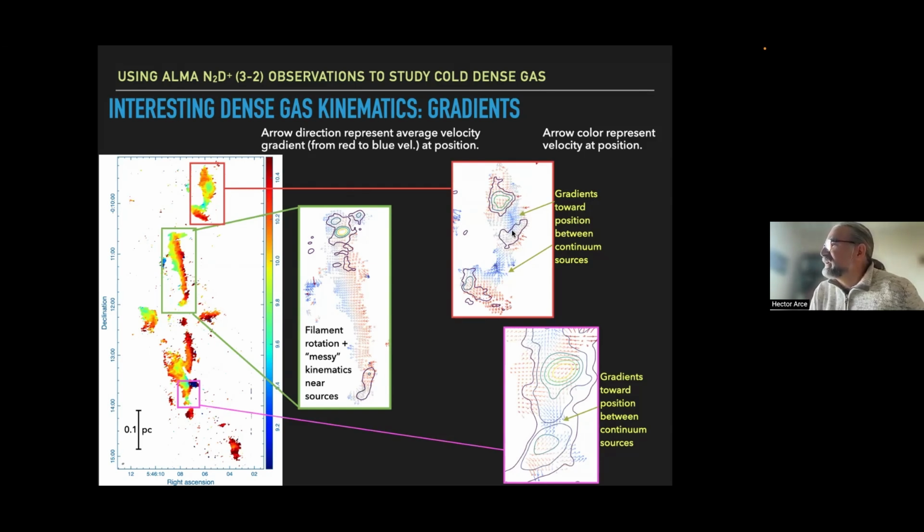We see that between continuum sources, again the contours show the dust continuum, which could be starless cores or pre-stellar cores, there seem to be gradients pointing towards regions in between the dust continuum, both in this region and in the south. We don't know what it is. We're currently investigating that. Well, actually, no one is, but we saw that, and we need people to take a deeper look at it.